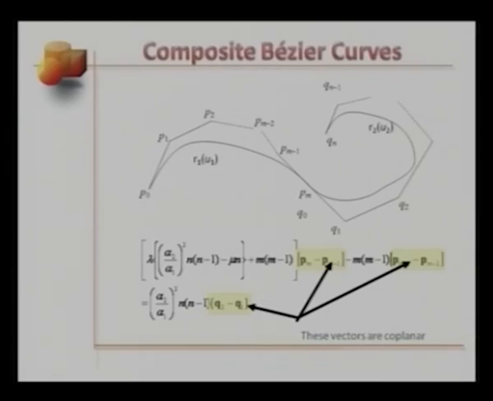Now for a two-dimensional composite Bezier curve, this condition is automatically satisfied, which would make Q2 a free choice on a plane. But for a three-dimensional composite Bezier curve, this condition has to be satisfied for the curvature information to be unique at this junction point.